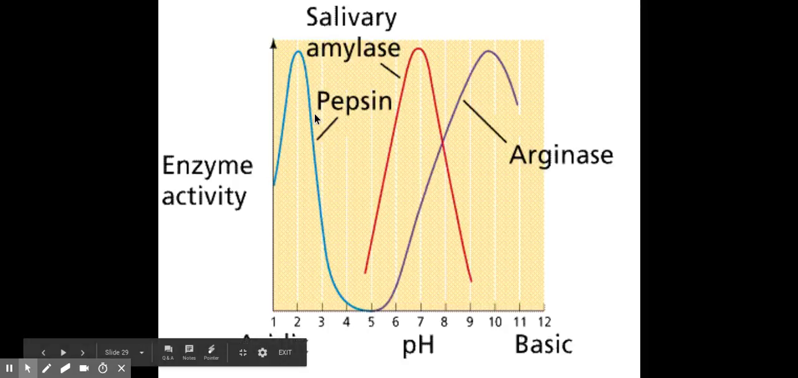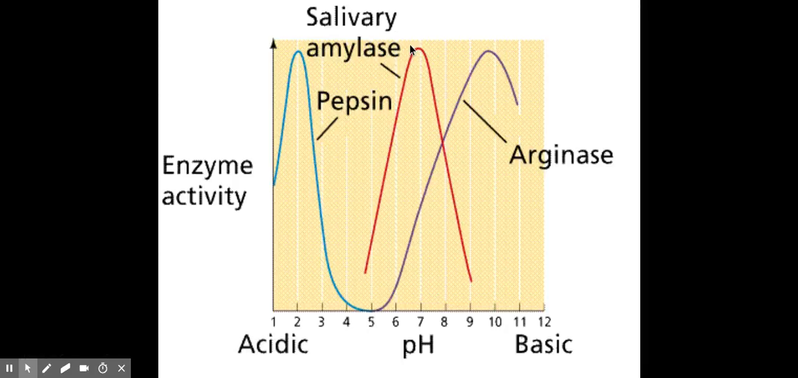And then when the pH gets higher, pepsin doesn't work so good. It's around 5, it just doesn't work at all. Here's the enzyme found in your saliva and your mouth. Your mouth's pH is 7. And so the enzyme salivary amylase works best in your mouth at that neutral pH.